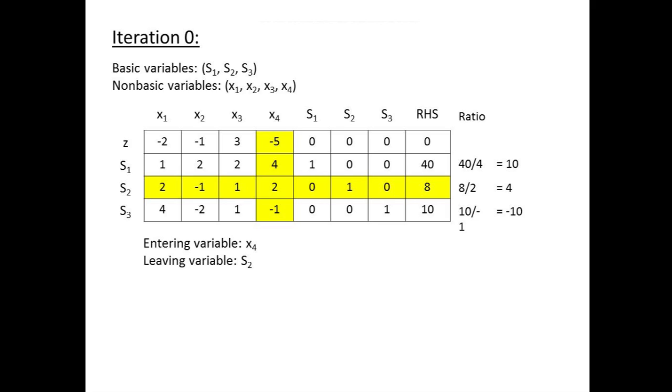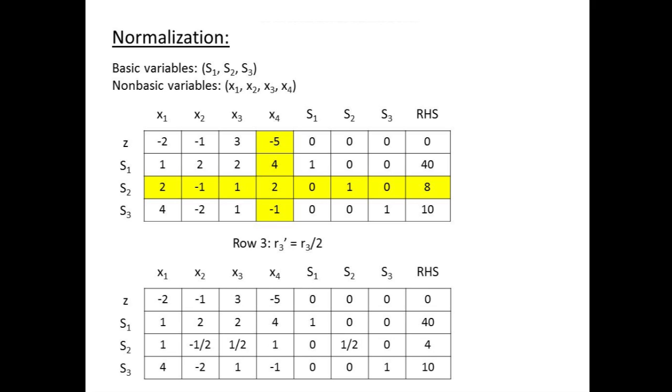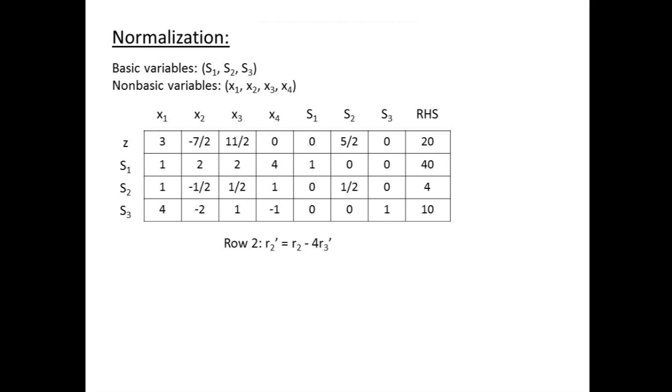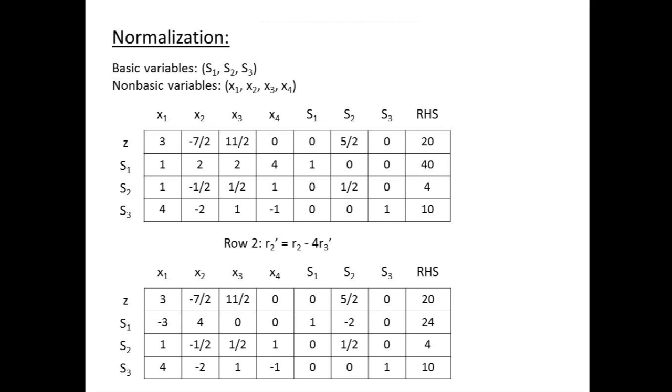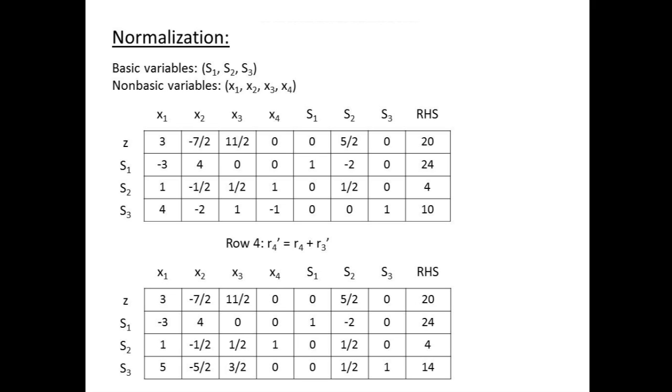Knowing the pivot row and pivot column, we normalize using the following Gauss-Jordan operations. Row 3, r₃′ is equal to r₃/2. Row 1, r₁′ is equal to r₁ plus 5r₃′. Row 2, r₂′ is equal to r₂ minus 4r₃′. Row 4, r₄′ is equal to r₄ plus r₃′. Note that we always perform the row operation on the pivot row first, since the new value in the pivot element will be used to zero out all other values in the pivot column.